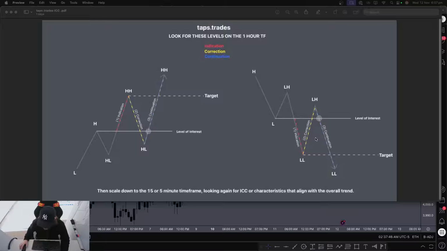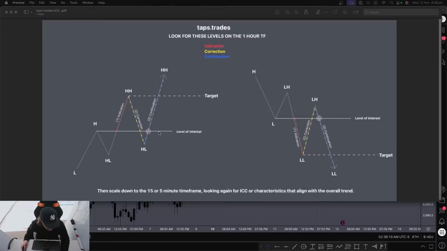So ICC is a trend-based strategy, and ICC stands for indication, correction, and continuation. So if we're in an uptrend, we're looking for certain characteristics, and if we're in a downtrend, we're looking for certain characteristics. So if we start with an uptrend, we start with a low in the market, a high, price then makes a higher low because it's higher than the previous low, then breaks this previous high, creating a higher high because it's higher than the high before.